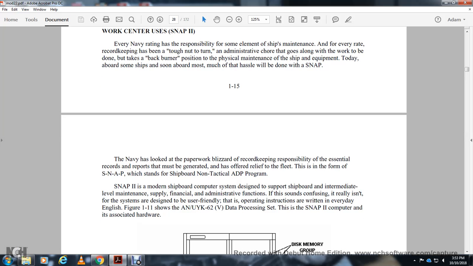SNAP 2 is a modern shipboard computer system designed to support the shipboard and intermediate maintenance of the supply, financial, and administrative functions of the ship. The system is designed to be user friendly. The operating instructions are written in everyday English.